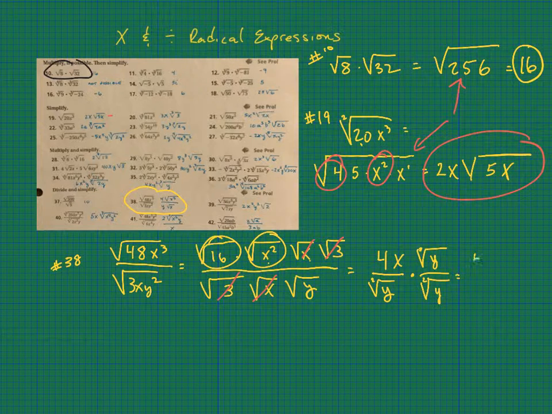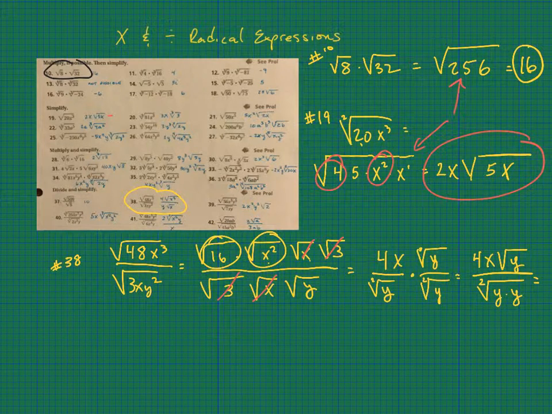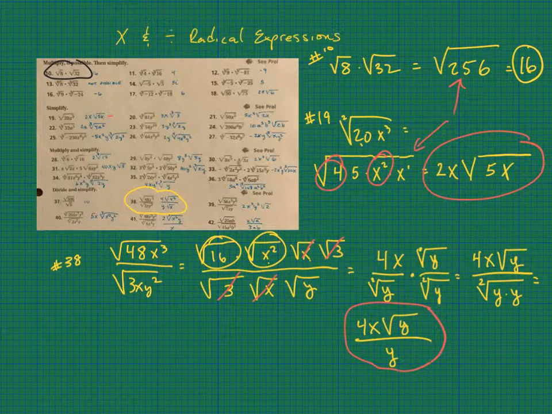That is going to give me 4x square root of y over the square root of y times y. I think we can simplify that, and you should be able to see that. I wrote it that way to show you that the square root of y squared is going to be y. And there you go. That's not the answer that I have on the sheet, but that is a good answer right there.